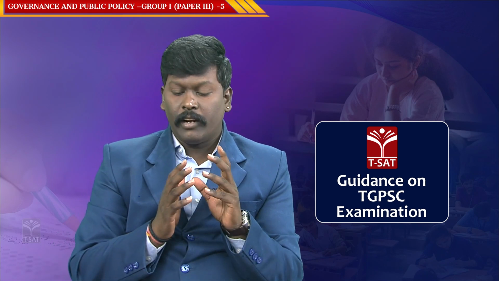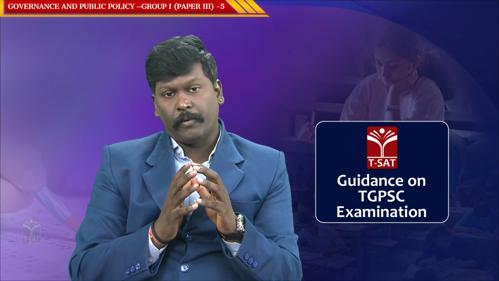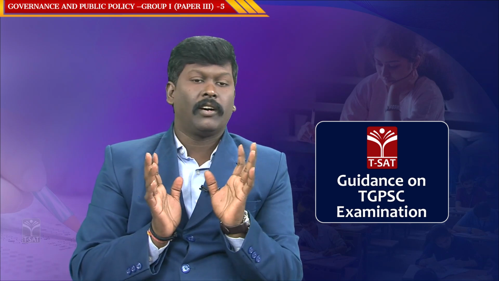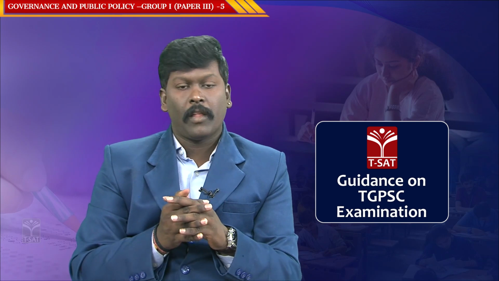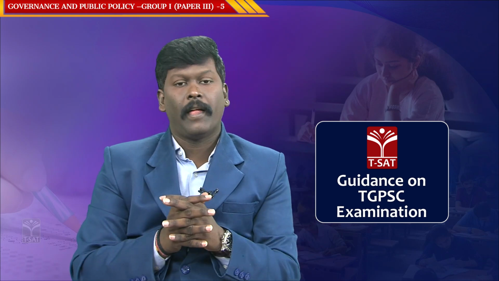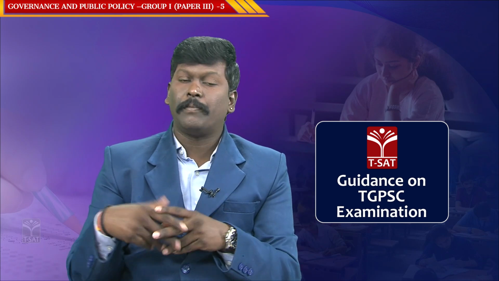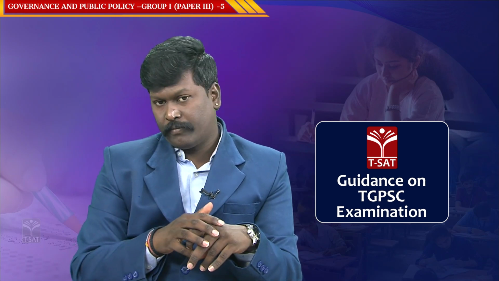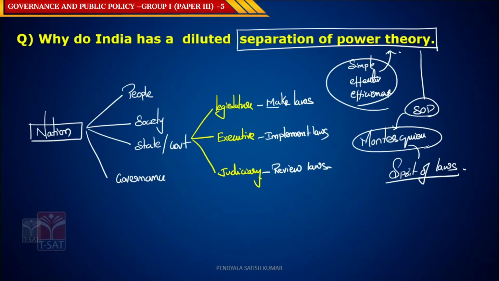The reason why we have adopted this separation of powers theory is to make administration and governance effective, simple, efficient, convenient, coordinative, etc. So according to separation of powers theory, the state is divided into 3 branches: legislature, executive, judiciary. And the second principle is each branch has a unique function to perform. Legislature to make laws, executive to implement it, and judiciary to review it.